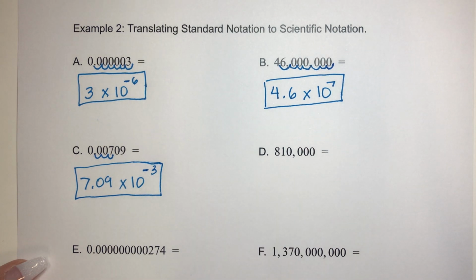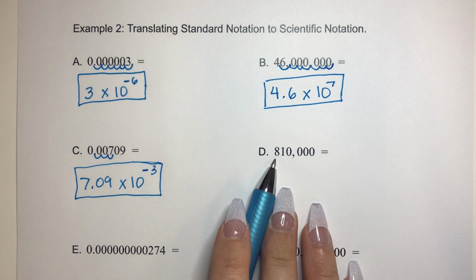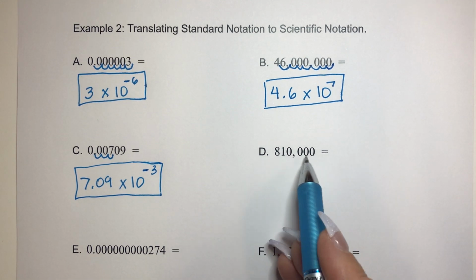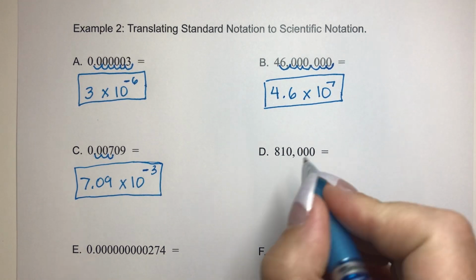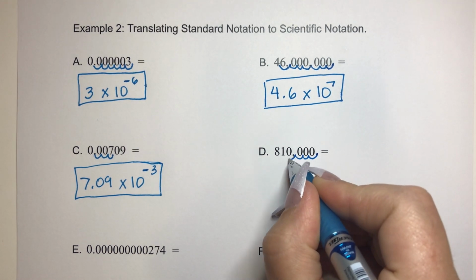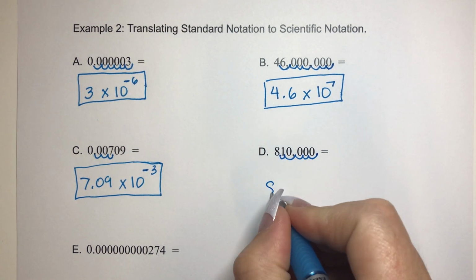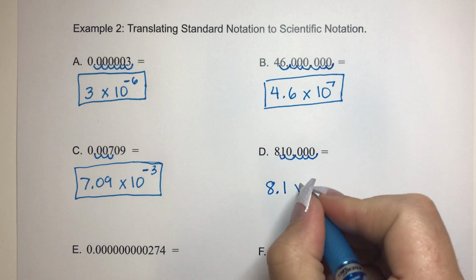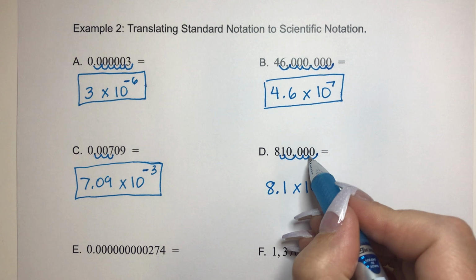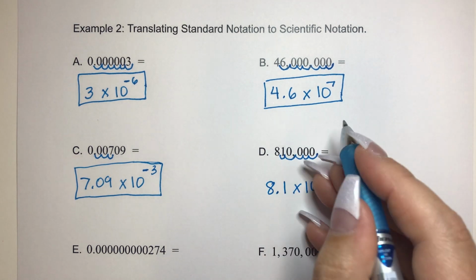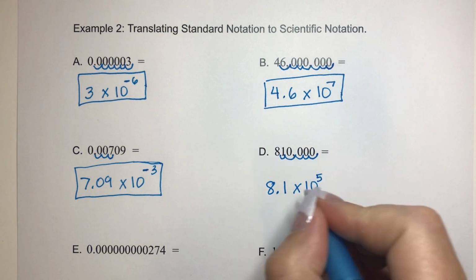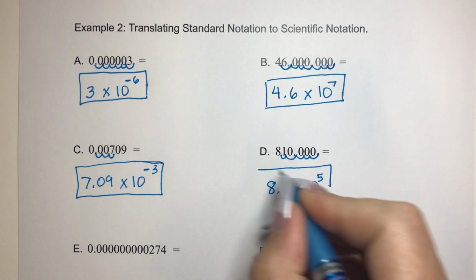Perfect. Okay, let's go on to D, 810,000. Okay, first for scientific notation, we need a number that is between 1 and 10. So I'm going to have to, here's the decimal place. I'm going to have to move it over 1, 2, 3, 4, 5. So now I have 8.1 times 10. It's a big number, so it's going to be a positive exponent. Then I went 1, 2, 3, 4, 5 places. So that means it's going to be 8.1 times 10 to the 5th.